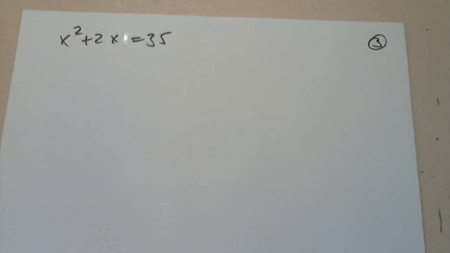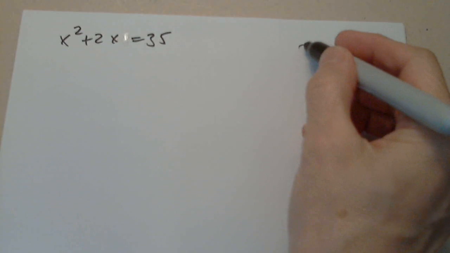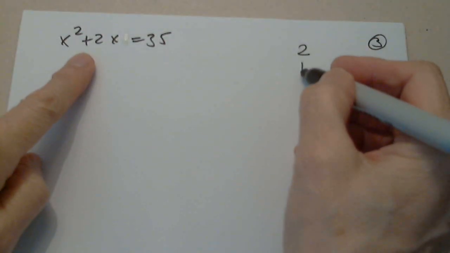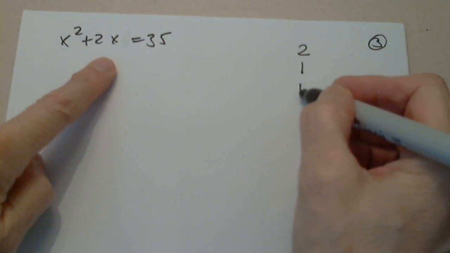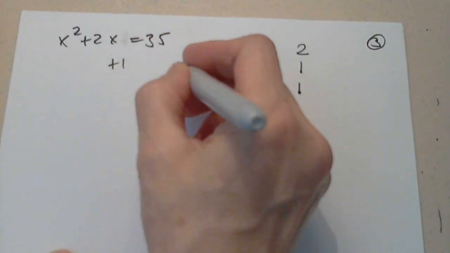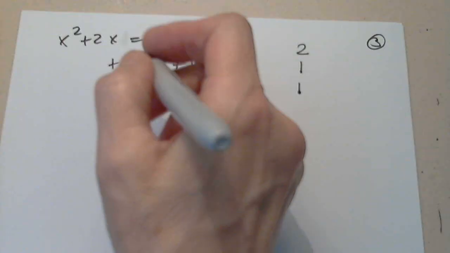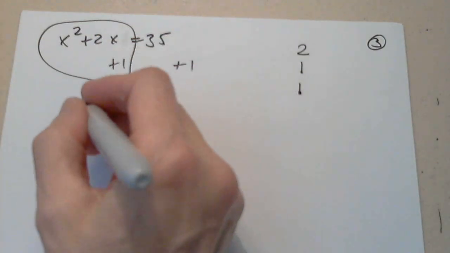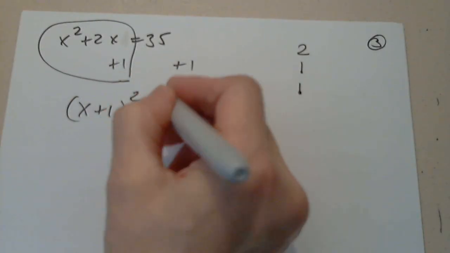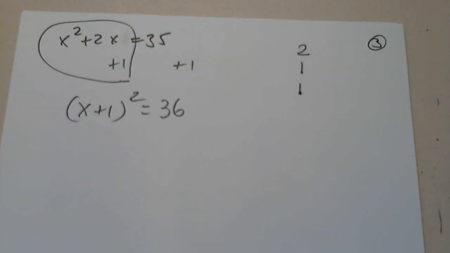So I have to go through the 4-step procedure. 2 is the middle coefficient. I divide it by 2. I square and I get 1. And this is what I have to add to both sides. Because I know that this is x plus 1, everything squared, and this is 36.